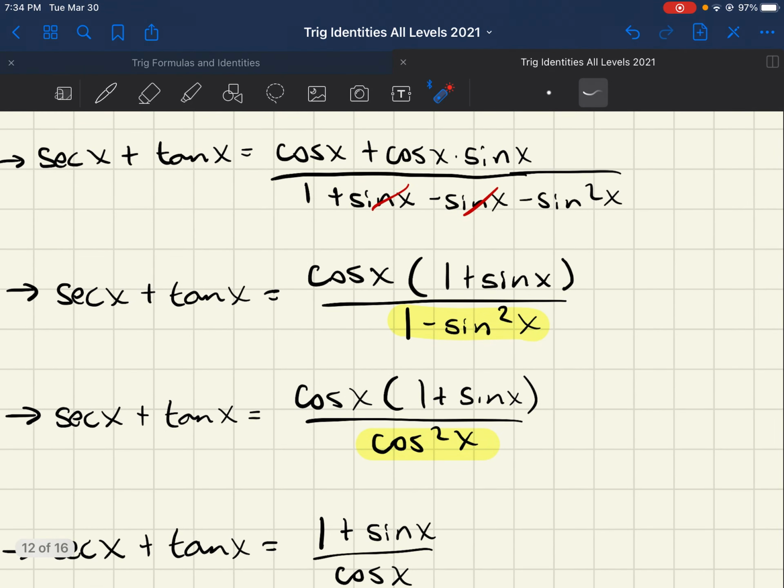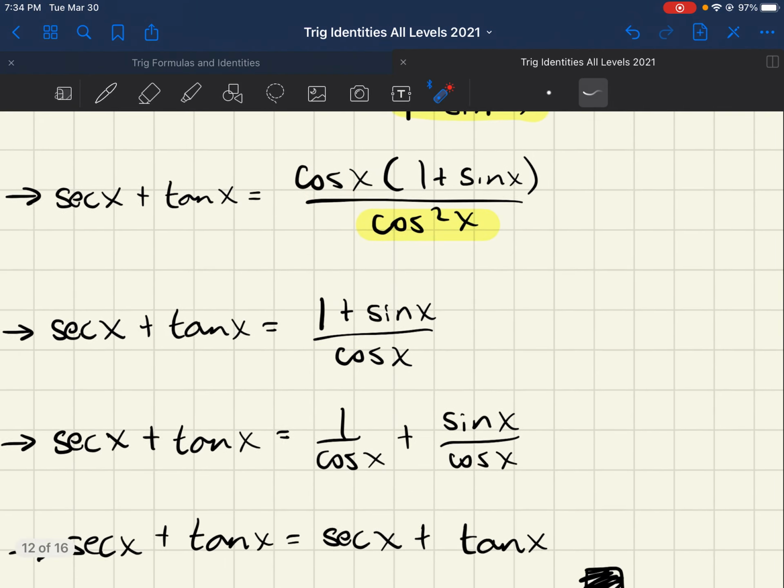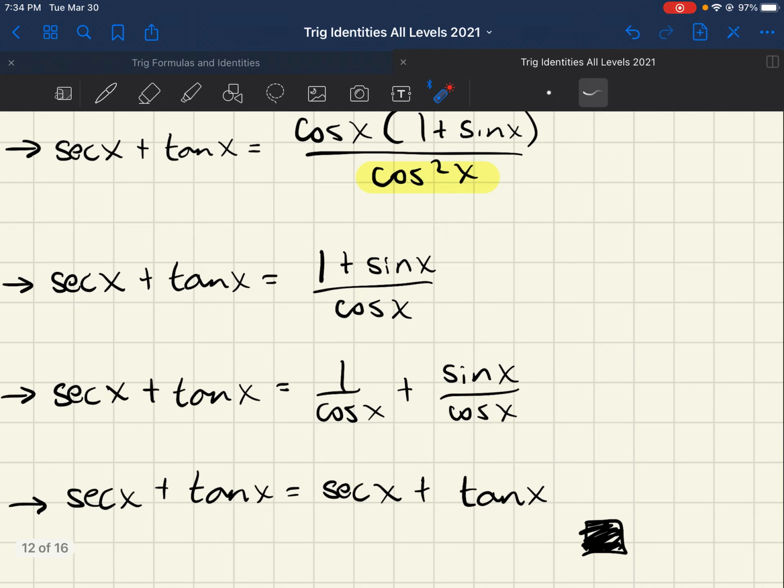Also notice in the top, both of these terms have a cosine of x in common as a factor, so I factor it out. We get 1 plus sine of x remaining. And the reason that's important is because once we factor this cosine of x out, now that we've kind of turned the denominator into cosine squared, these can reduce with each other. So this cosine of x is going to go away. This will become cosine of x, and we get 1 plus sine of x over cosine of x, which we're almost done with. Now we're going to go ahead and separate the fraction.